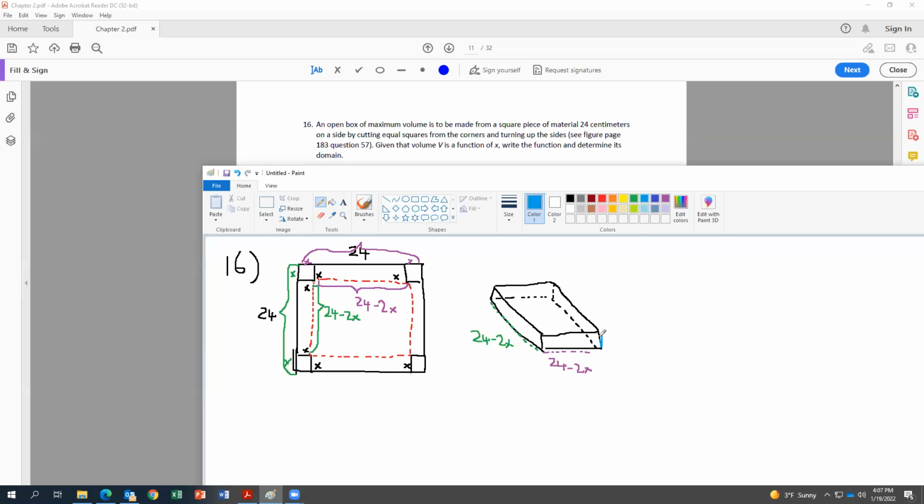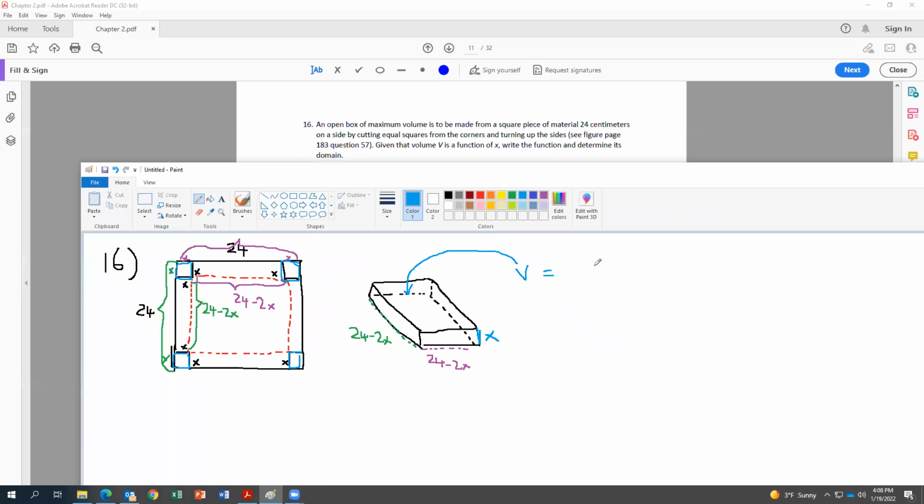And this is the box. So whatever you take out is the height of the box. In this case, it will be x, because the box is measured x. So the question in this case asks for the volume. Does anyone know how to find the volume of an open box? Length times width times height.